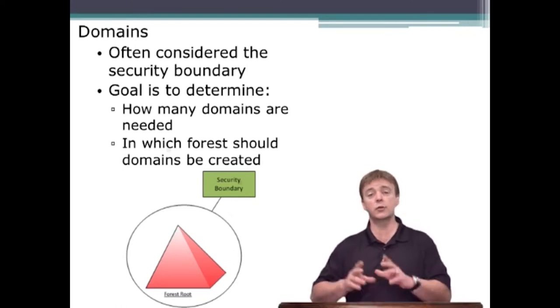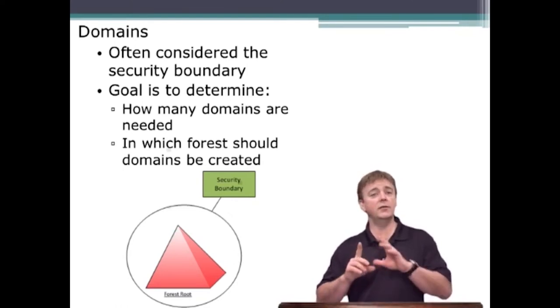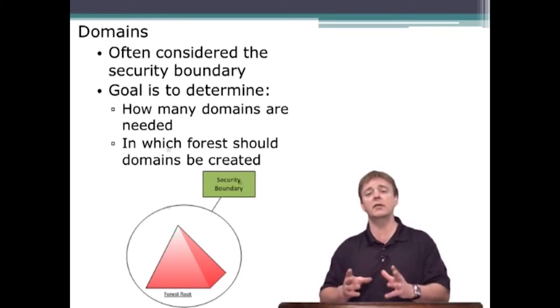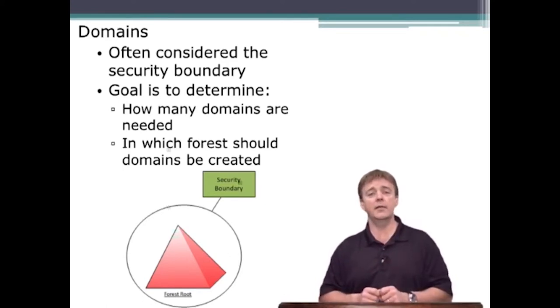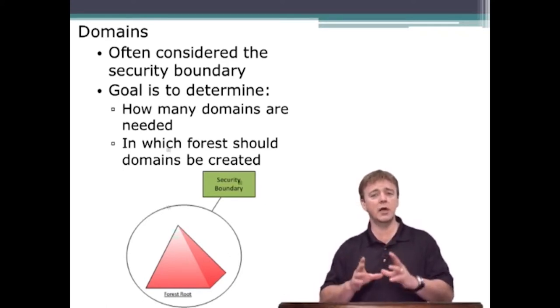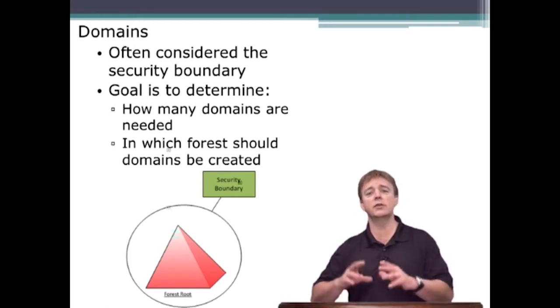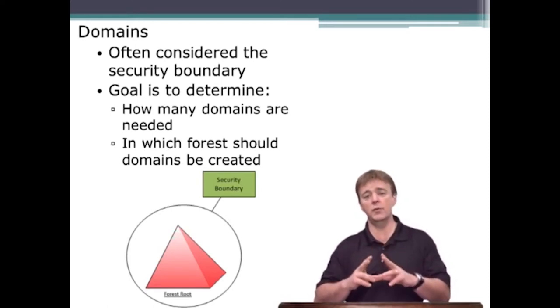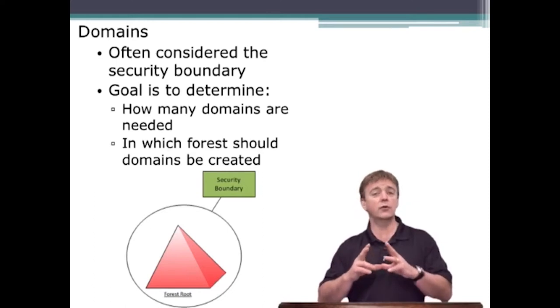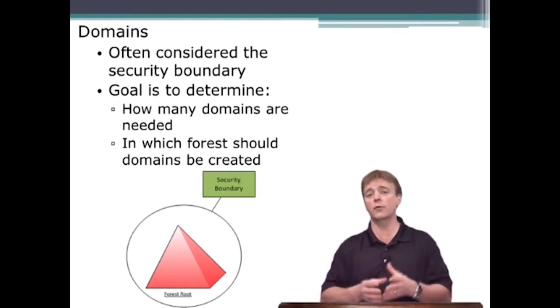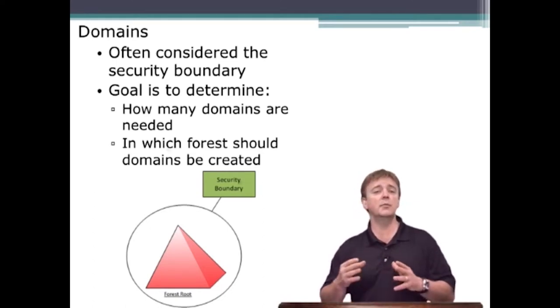Now, of course, there is a minimum. To have even a forest, to even think of it, you have to have one domain. And that domain, of course, would be the root of a tree, but we'll talk about trees later when we get to naming conventions. But you need at least that one domain to be able to have a forest. And of course, the first one you create in a forest is called the forest root. From there, it's up to you to determine how many more you need.